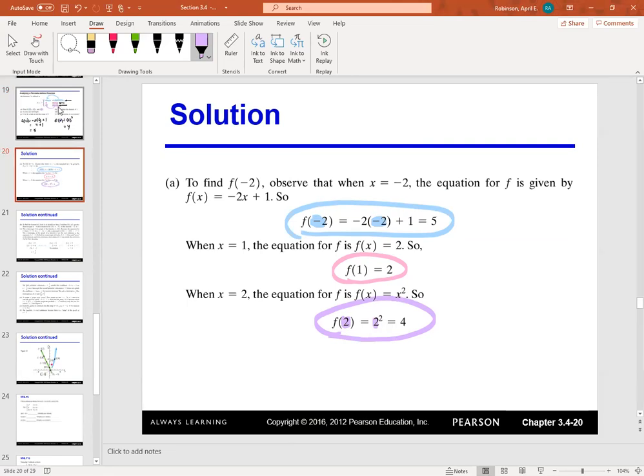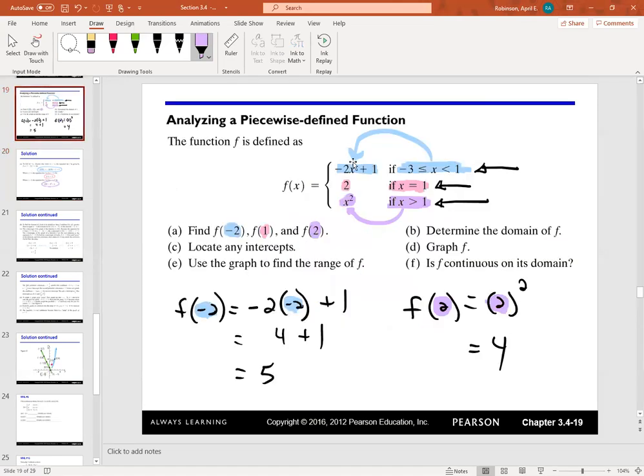So you have to be careful which piece of the function you pick based on whatever X coordinate they give you. And then they'll tell you from here to here, we want these X's. And then from here to here, we want these X's. And from here to here, we want those X's. And I think the most you'll have is 2 and 3 piecewise functions. I don't think you have any that are 4, but I could be wrong.